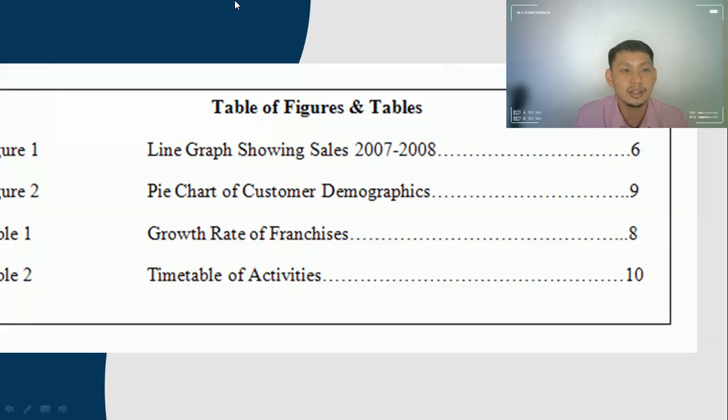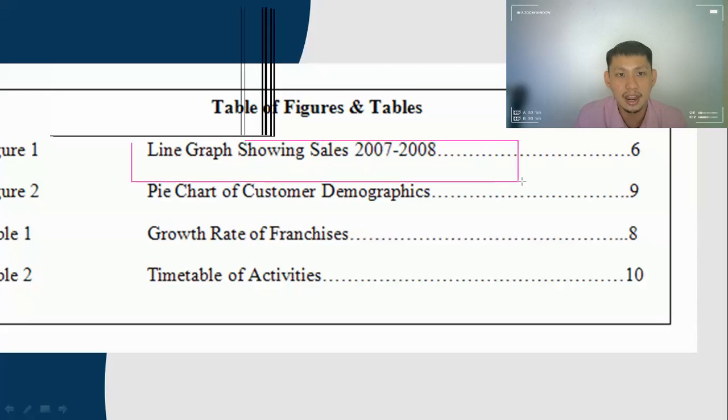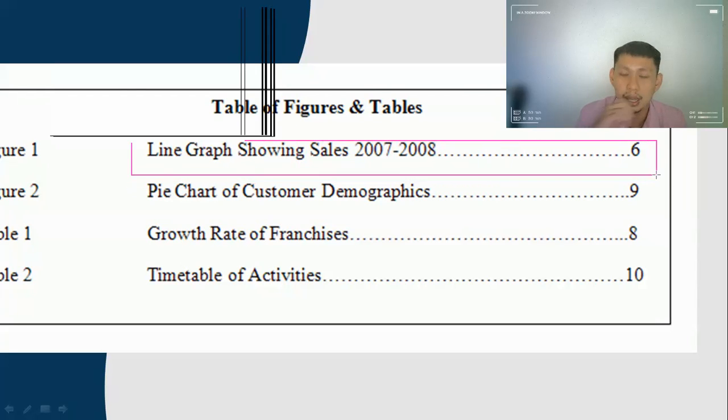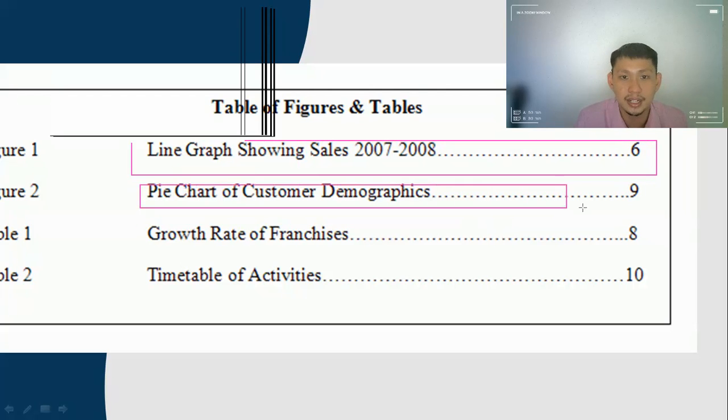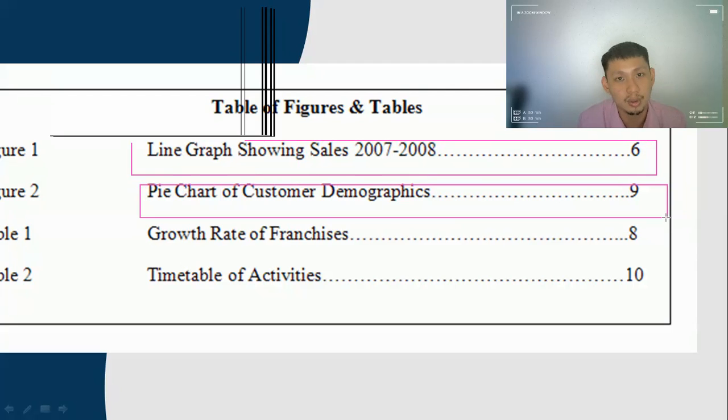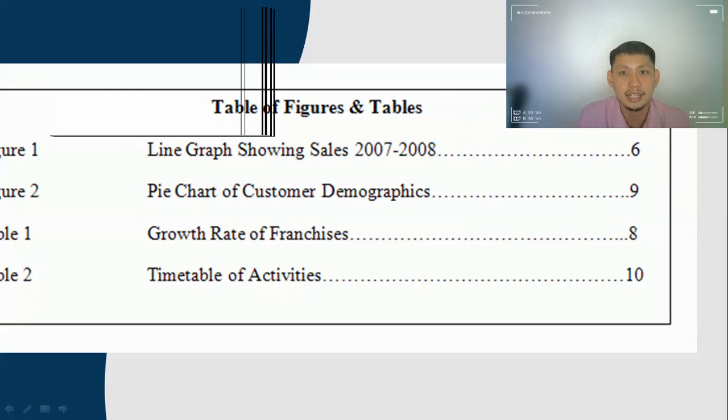Okay, so in figure number 1, it is a line graph showing sales of 2007 to 2008. Another one, a pie chart in figure number 2 of customer demographics. So that's an example of a list of figures and tables.